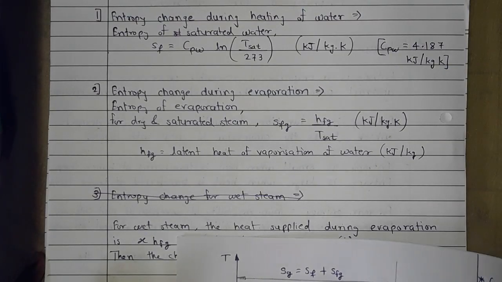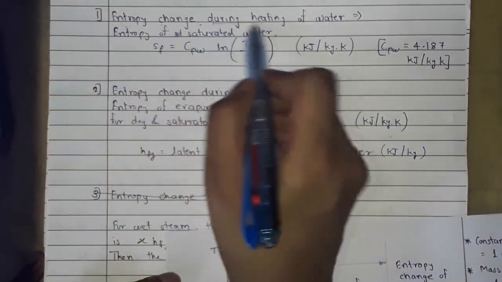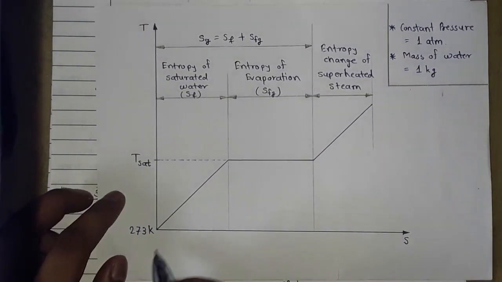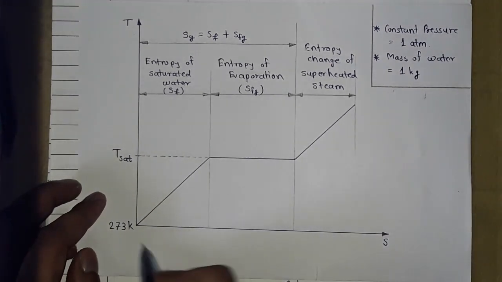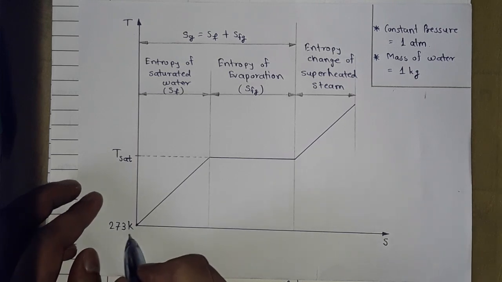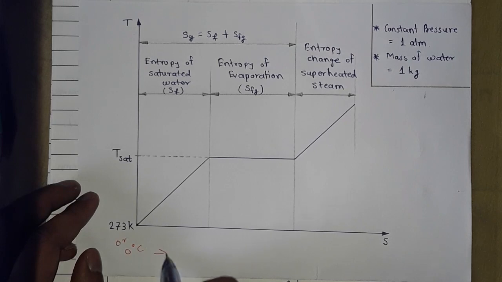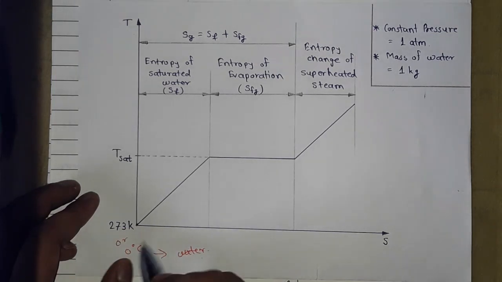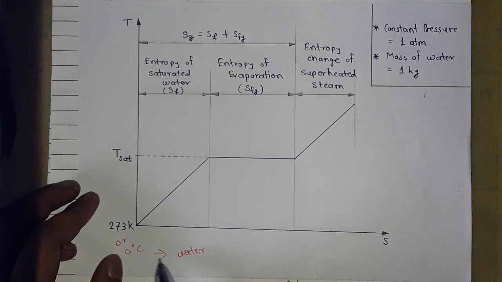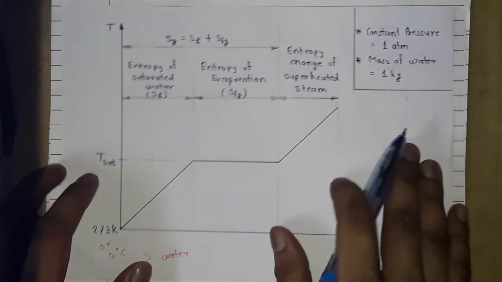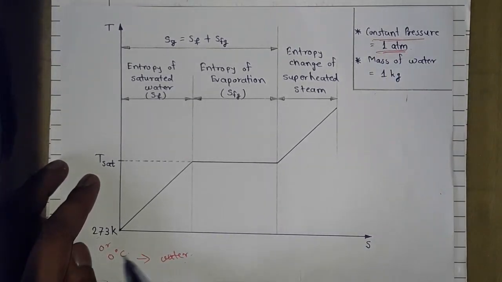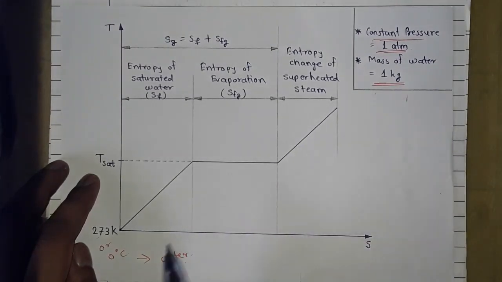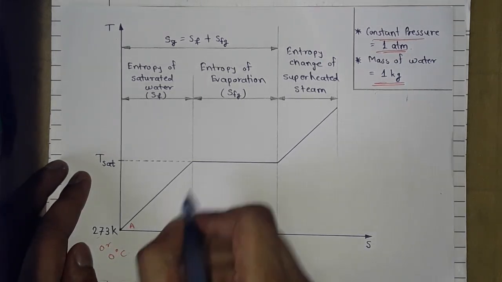Now, friends, let's see the entropy change of a pure substance. First is entropy change during heating of water. Let's see the temperature versus entropy graph. In this process, at this point, that is 273 Kelvin or 0 degrees Celsius, there is water. This process is at constant pressure, that is 1 atmosphere, and during the whole process the mass of water is 1 kg, constant throughout. Here, friends, suppose these are A, B, C, D.